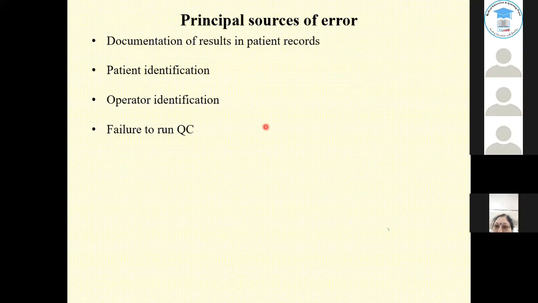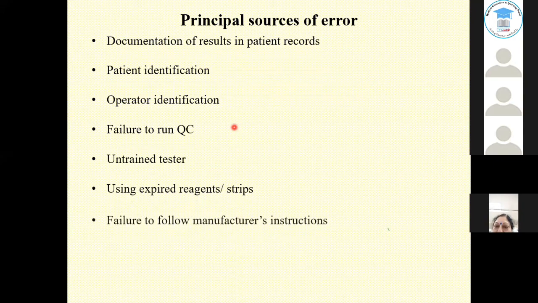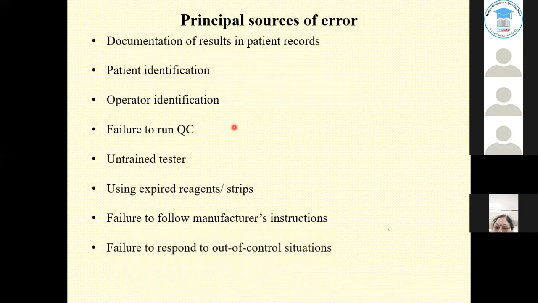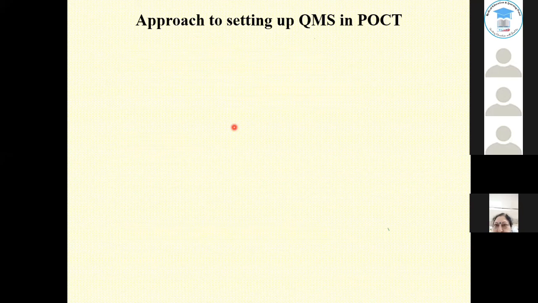Then next is untrained tester using expired reagents or strips. Very often with glucometers, they were actually not aware of what strips they were using, whether they were within the date or already expired, and failure to follow manufacturer instructions, failure to respond to out of control situations, and finally, failure to observe safety requirements.